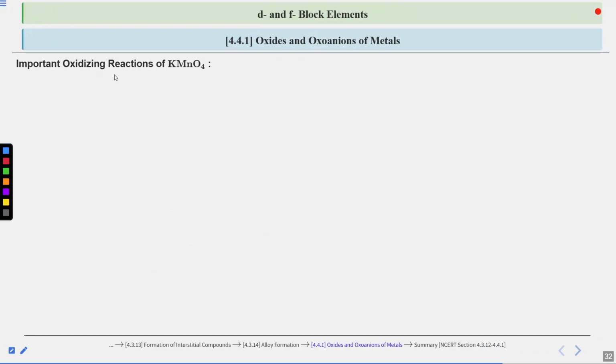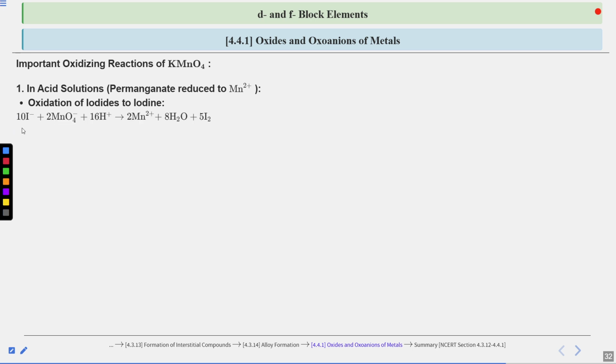Now, important oxidizing reactions of potassium permanganate. First of all, in acid solutions, the permanganate is reduced to Mn2+. Oxidation of iodides to iodine is one of the reactions. So 10 iodide ions plus 2 MnO4 negative plus 16 H+ give 2 Mn2+, 8 water molecules and 5 iodine molecules. So in acid solutions, the permanganate is converted to Mn2+, and the oxidation of iodide to iodine happens.